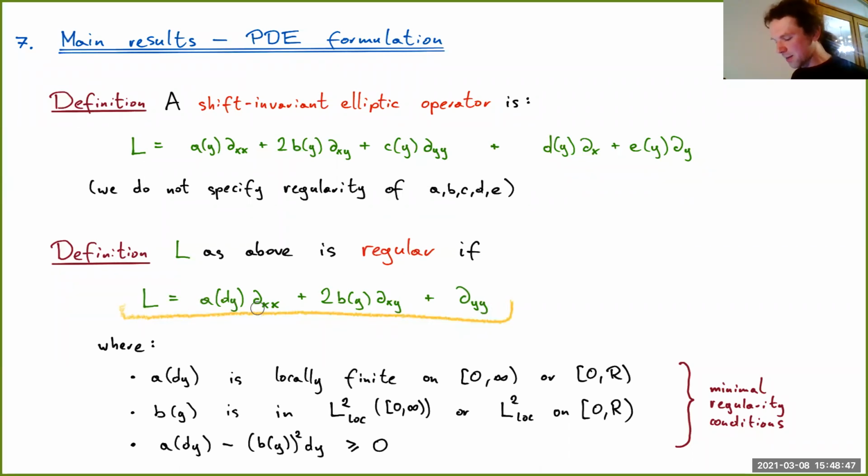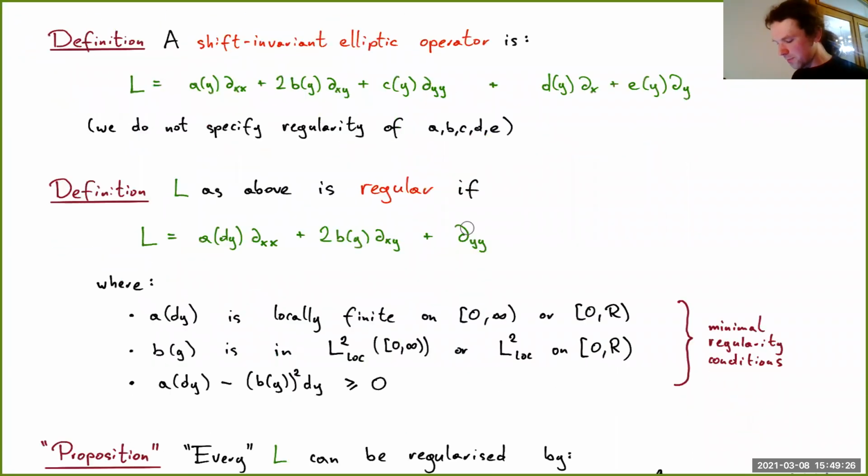So we have a coefficient A at dxx and coefficient 2b at dxy and coefficient b1 at dyy, and no linear term. And here A is a locally finite measure or a random measure on 0 infinity or 0 r, depending on whether we consider the finite or infinite case. B is locally square integrable. And we assume an ellipticity condition, which tells you that the matrix with coefficients A, B, B1 is non-negative definite. So these are absolutely minimal regularity conditions that allow you to pose the problem formally.